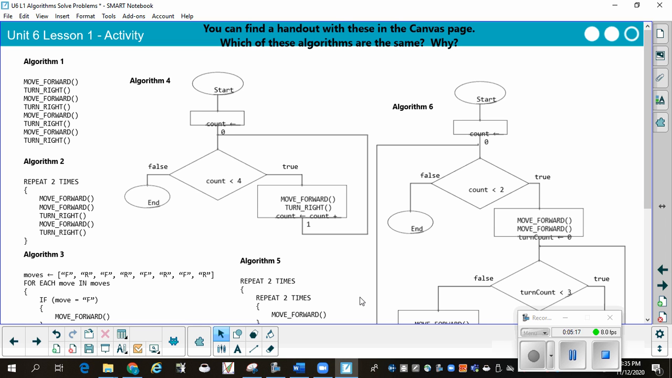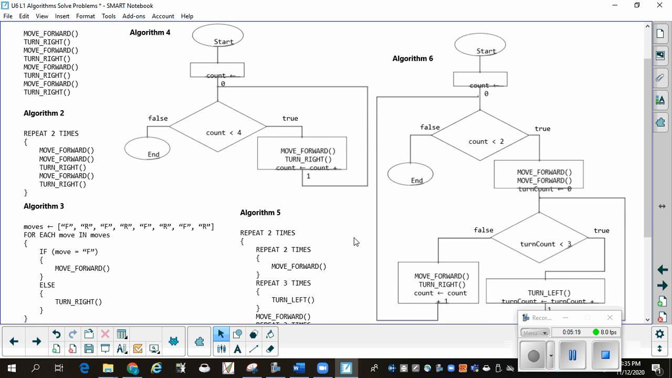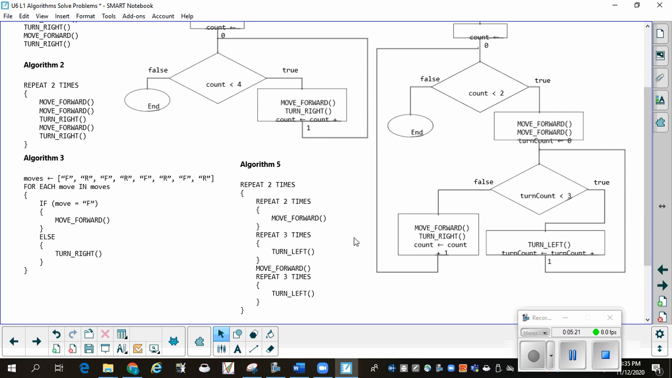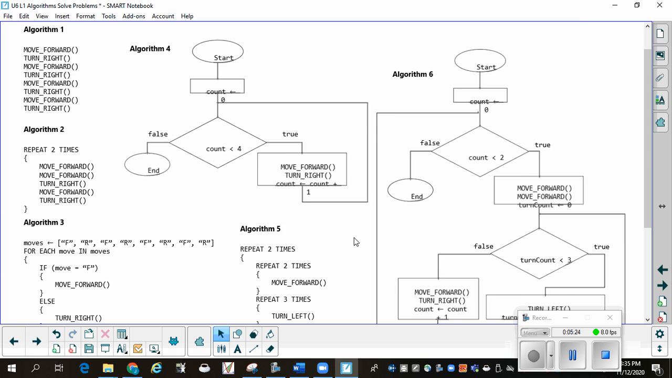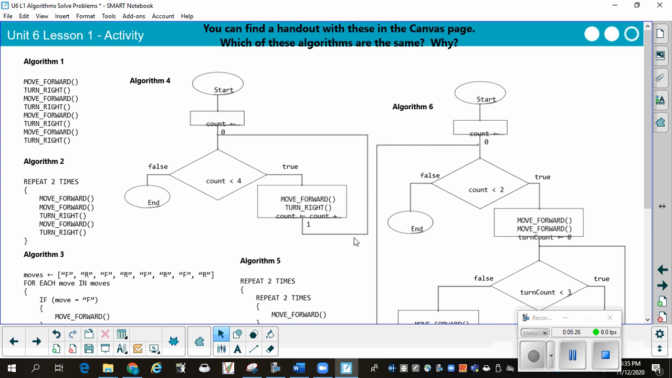So again, pause the video. I don't know if you can get all of it in here or not. I guess not. So you're going to have to look at it on the paper, okay? But you can look at all 6. So pause the video, go pull up the page, and figure out which of these algorithms are the same.